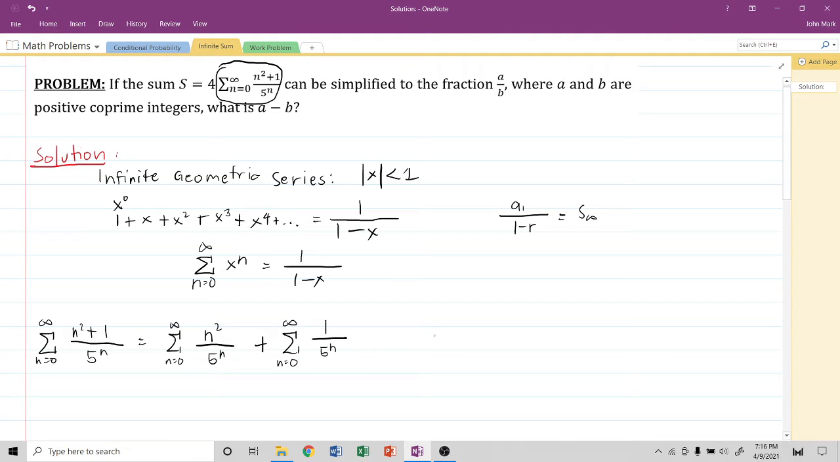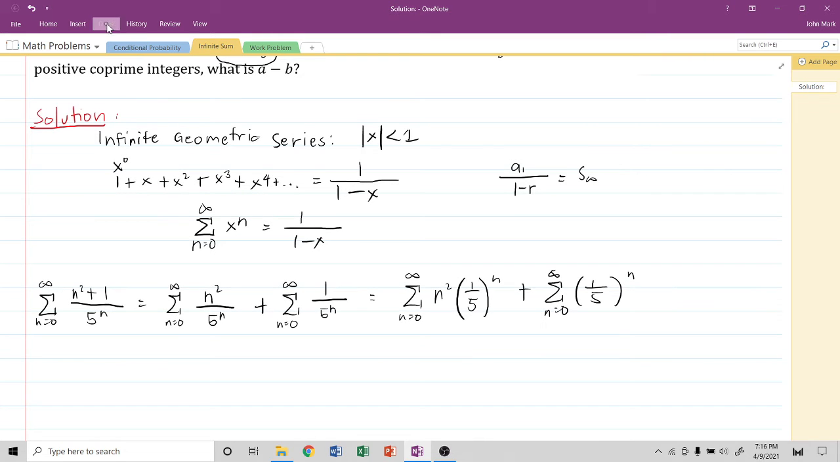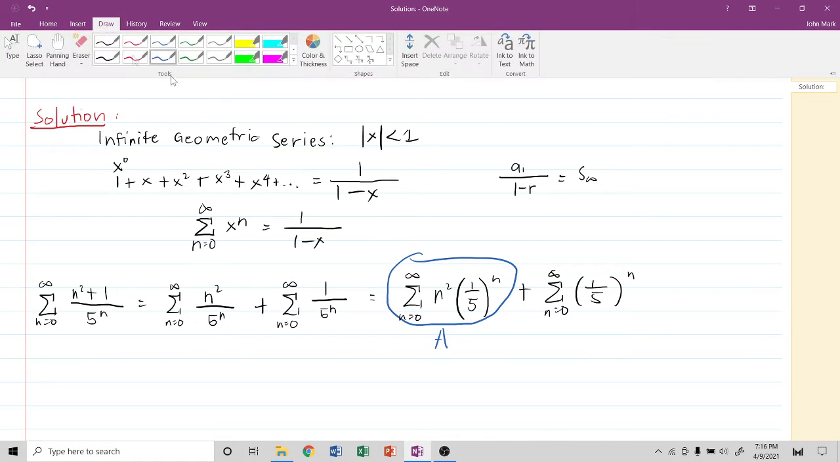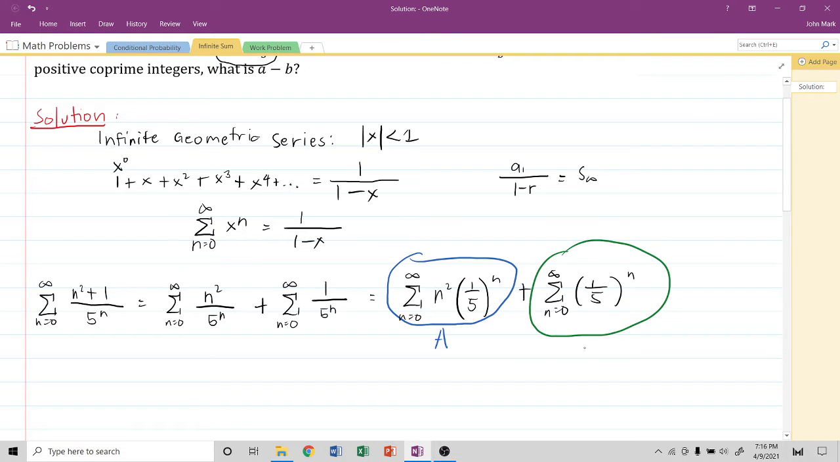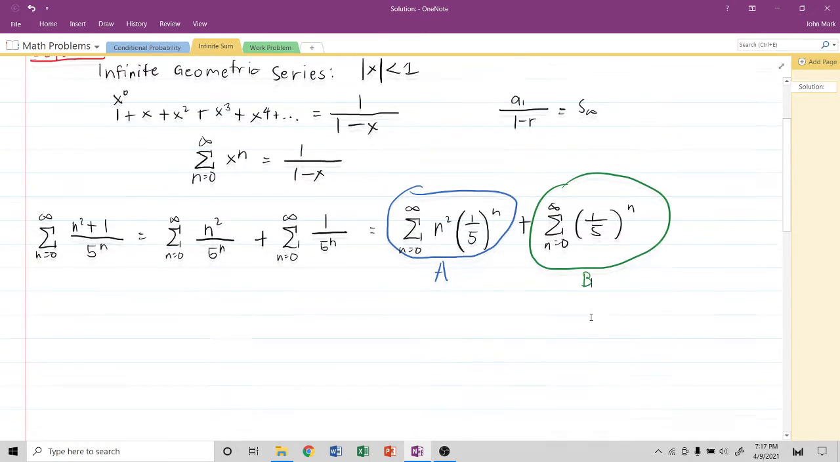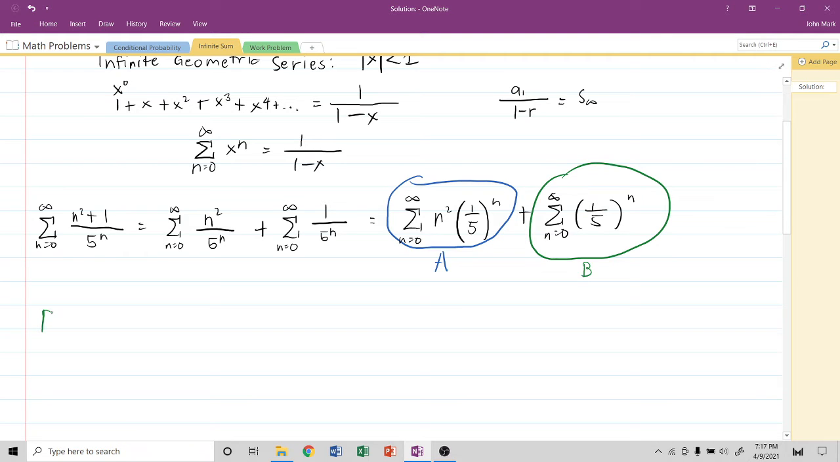Now we can actually rewrite this, so that we will have the summation of n equals 0 to infinity of n squared times 1 over 5 raised to n, plus the summation of n equals 0 to infinity of 1 over 5 raised to n. So now, we will call these two terms a and b. For the first term, we'll call this a. And for the second term, we'll call this b. Now, kung mapapansin nyo, unahin natin si b. So, b is actually equal to the summation of n equals 0 to infinity of 1 over 5 raised to n.